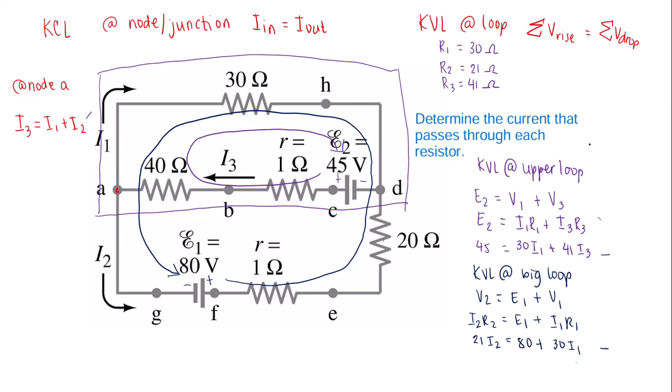So I3 is equal to 45 minus 30 I1 over 41. I2 is equal to 80 plus 30 I1 over 21. Plug into our first equation to get I1. So do the algebra, or you may immediately use your calculator since you're allowed to use.